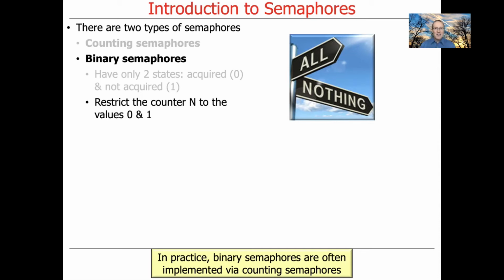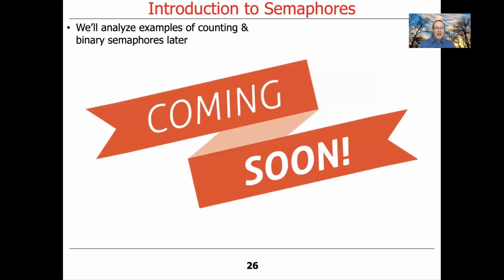Now, in practice, binary semaphores are often implemented using counting semaphores. You can implement a binary semaphore as long as you follow a strict protocol where you never have the count be greater than 1 or less than 0. We're going to talk about a number of examples of counting semaphores and binary semaphores in just a little bit. But don't worry, we'll cover that, though we're not going to go into the examples quite yet.